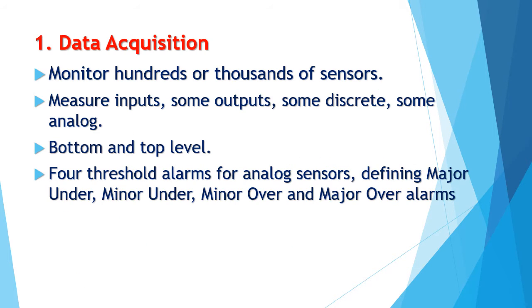Now let's take a look at the first function of SCADA, data acquisition. A real-life SCADA system needs to monitor hundreds or thousands of sensors. Some sensors measure inputs, some outputs, some discrete, and some analog. For most analog factors, there is a normal range defined by a bottom and top level. In more advanced systems, there are 4 threshold alarms for analog sensors, defining major under, minor under, minor over, and major over alarms.